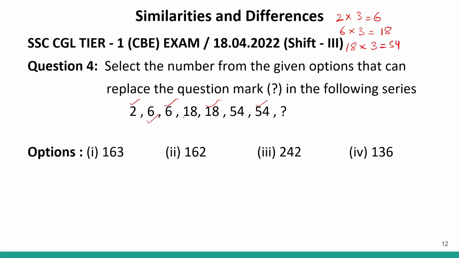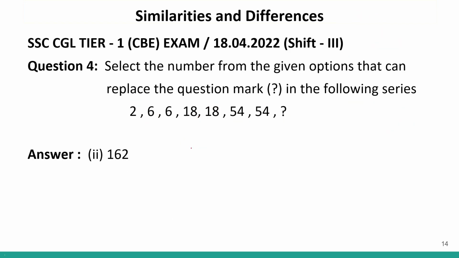Now let us look at this series: 6, 18, 54, and the next term we have to find out. So 6 into 3 will give me 18. 18 into 3 will give me 54. And 54 into 3 will give me 162. So my answer will be option number 2, 162. So this was a question where 2 different series were being followed.